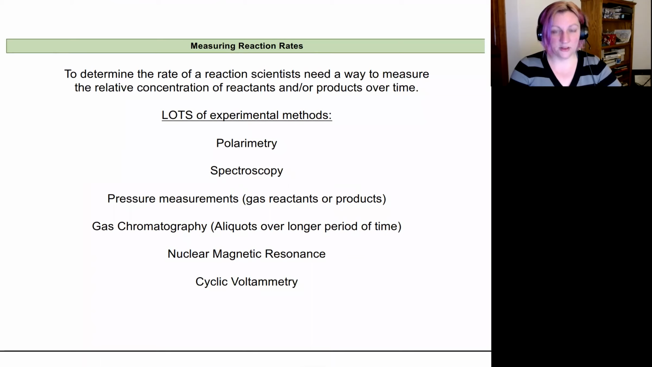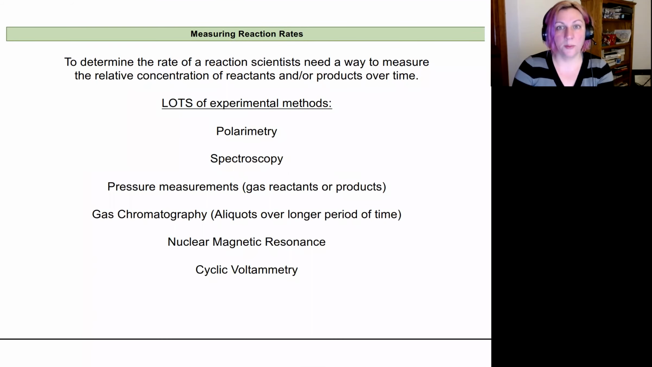So there's a lot of ways that we report rate, or we explore what the rate of a reaction is experimentally. And we're really looking for a way of measuring how concentration changes. We can do that as long as we have something that's what I called like a spectroscopic marker, right? Something that we can measure about a reactant or a product. And so some of the methods that are used are polarimetry, spectroscopy, measuring the pressure of a system if we have a gas increasing or decreasing with the reaction.